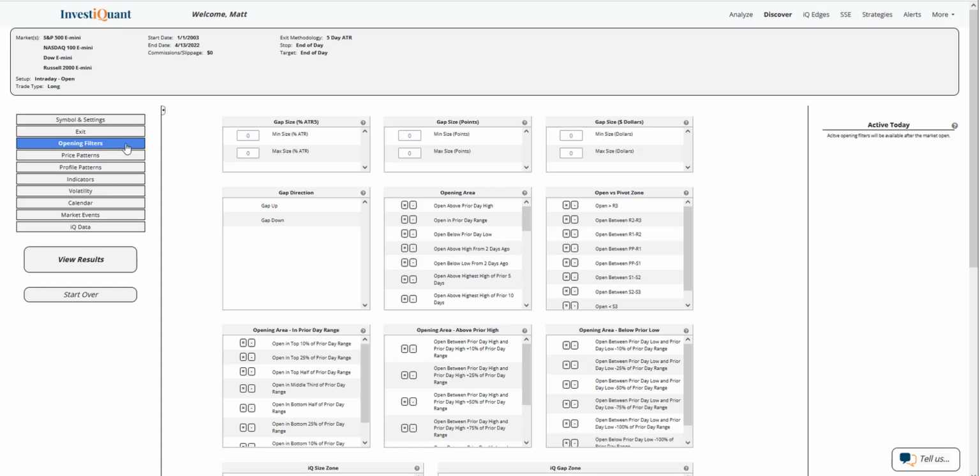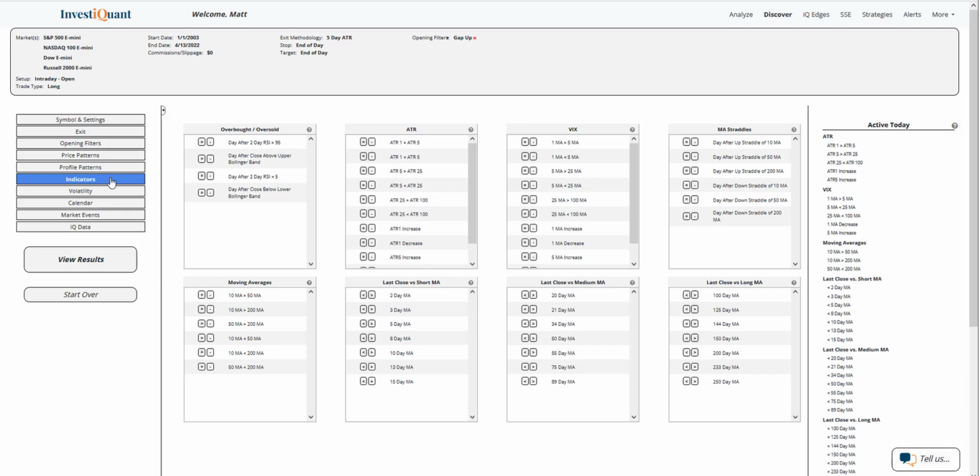Now we are trading higher in the overnight session, so I'm going to add that by going to opening filters, gap direction, gap up. The next thing I'm going to do is go to the indicators library, and I'm going to say yesterday closed below a 200-day simple moving average. I'll grab that from the active today, or you can grab it right here. I'm just going to use the 200 because I do want to keep as many samples as possible, and under the 200 the samples start to fall off.